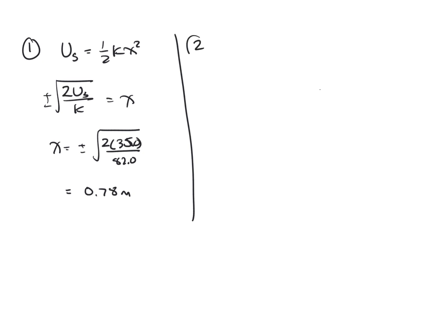Question 2. A 5.0 kg monkey swings from one branch to another 1.5 meters higher. What is the change in gravitational potential energy? So the change of gravitational potential energy is delta U equals U2 minus U1.